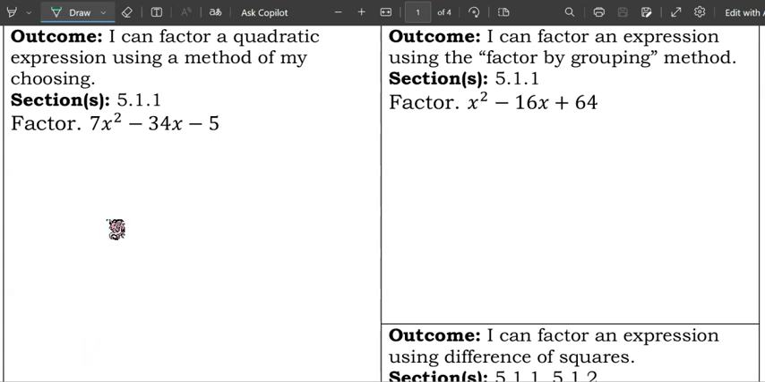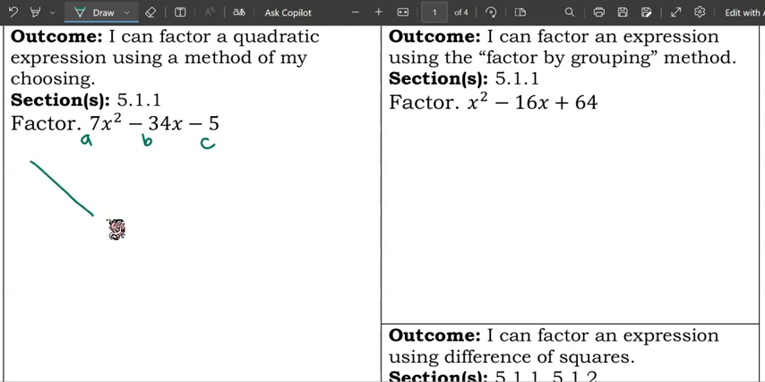We're going to factor this one using the box method. This is coefficient A, coefficient B, and coefficient C. A times C is 7 times negative 5, which is negative 35. And B is negative 34. We want to find two numbers that multiply to negative 35 and they subtract to give you negative 34.